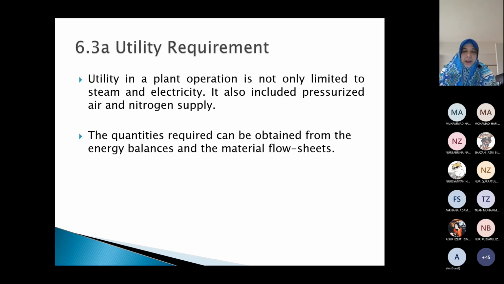And then the second point here: the quantities required can be obtained from the energy balance and the material flow sheet. If you take the values that you have and look at the energy balance that you produce, you can see whether energy is lost somewhere outside, or whether you can conserve the energy within the plant, okay?